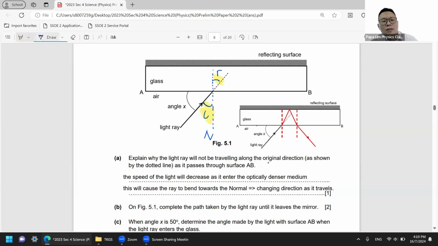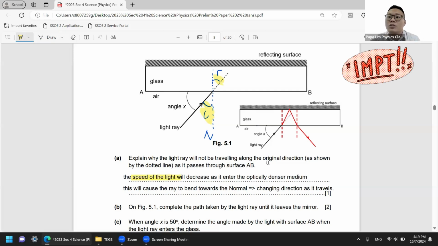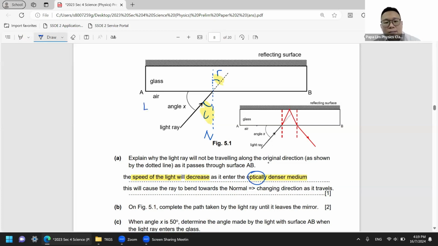but primarily they still deal with the same concept, whereby when light crosses different media, the speed of light will change. Because of this change in speed, it will result in a change in direction. So for example, in your keywords, you will tell me that the speed of the light decreases as it enters a different medium. What medium you must highlight: air is a less dense medium, and glass is an optically dense medium.